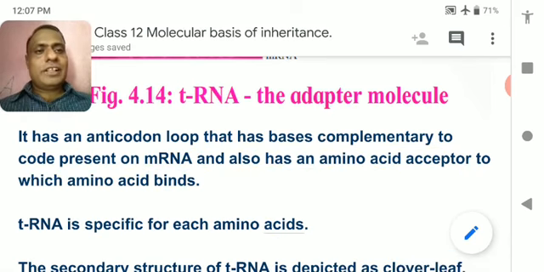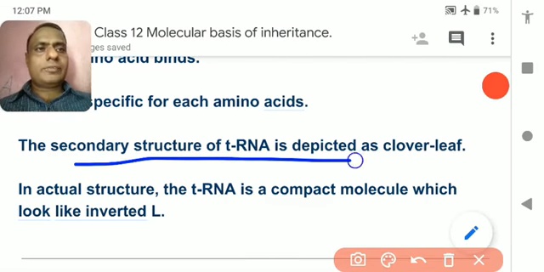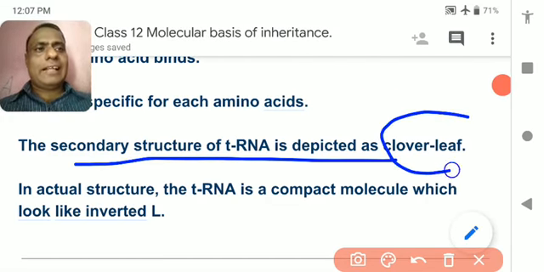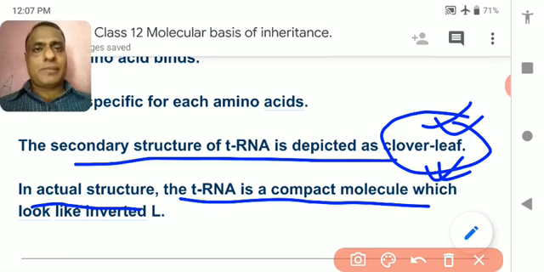Next, the secondary structure: the loops eastward and westward are called the secondary structure of tRNA, and it is depicted like a clover leaf. In actual structure, the tRNA is a compact molecule. The figure has been given just beside it, and it looks like an inverted L. So this is the overall structure of tRNA and its function. Although it has not been explained very well in your book, I tried to explain it well, hoping for your better understanding.